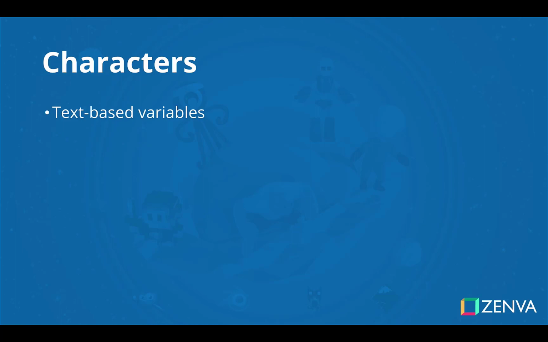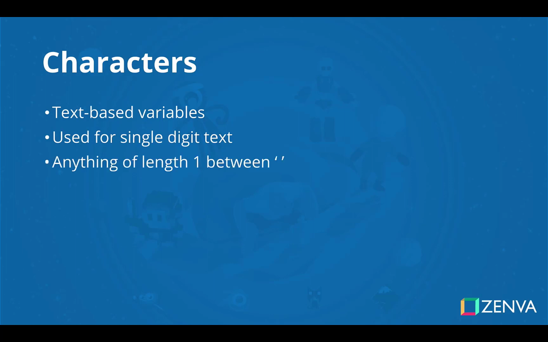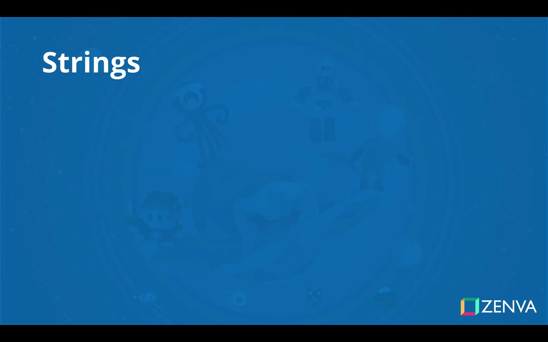So we'll just quickly talk about characters. These are simple text-based variables. They're used for single-digit texts only, and it's basically anything of length 1 between the single quote marks. Okay, so it cannot be length 0, cannot be length 2, 3, 4, etc. It has to be of length 1. It's a great way to represent special characters such as new line or return characters. Otherwise, I personally don't really use them that much.